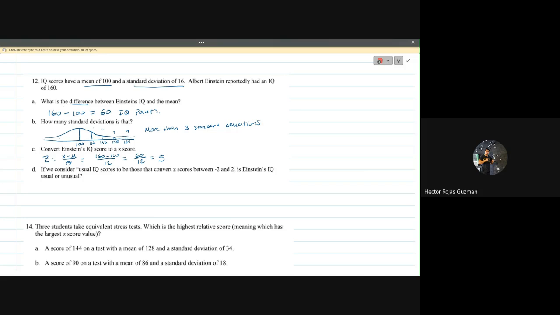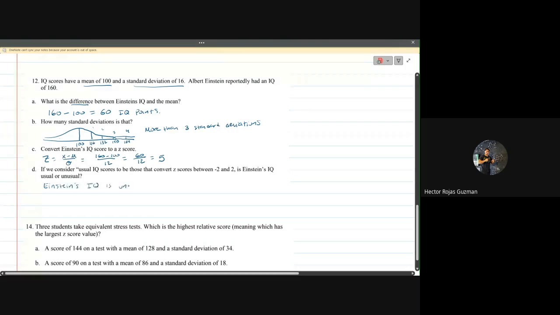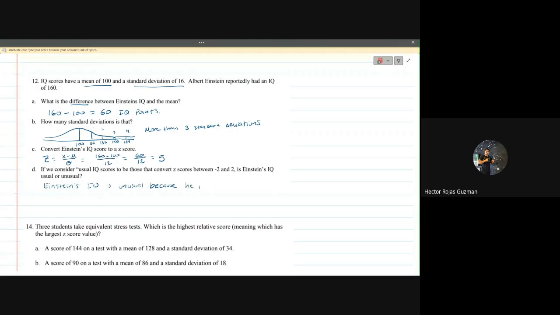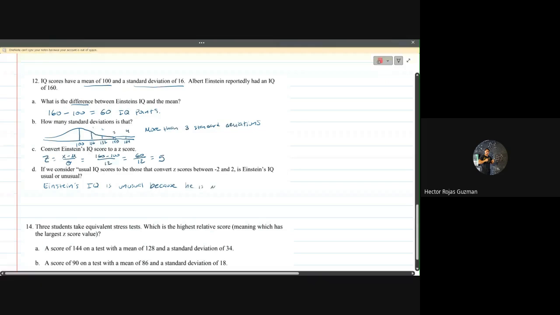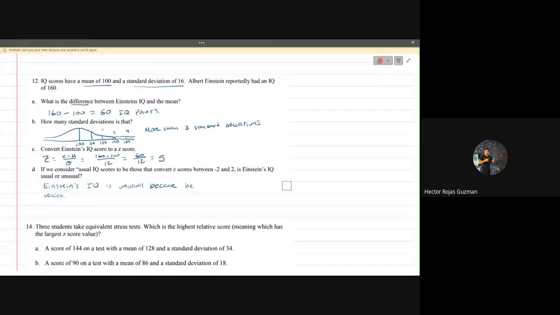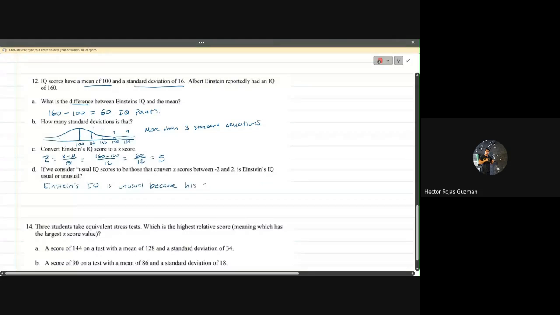If we consider an unusual IQ score to be those with converted z-scores outside of -2 and 2, is Einstein's IQ unusual or usual? Well, since Einstein's IQ is significantly greater than 2, yeah, it's very unusual. Einstein's IQ is unusual because his z-score is greater than 2. Sorry about that.